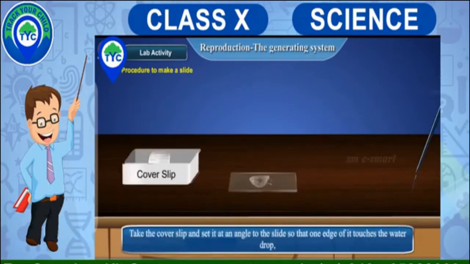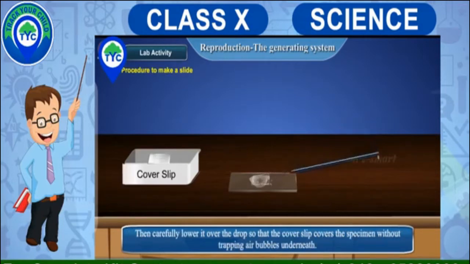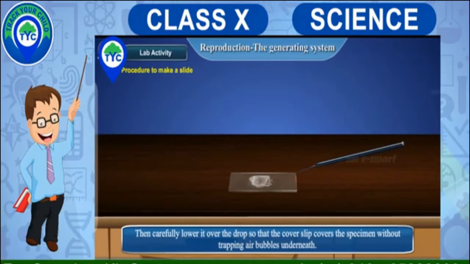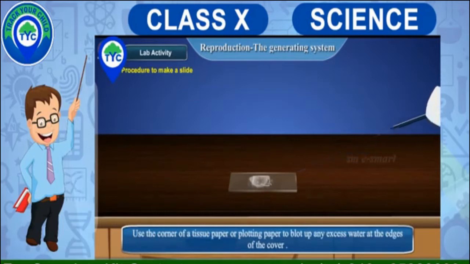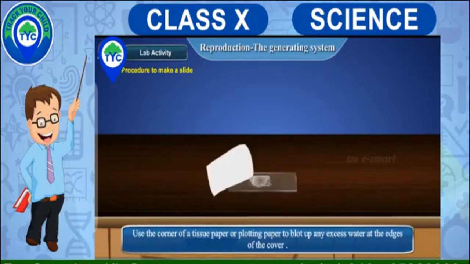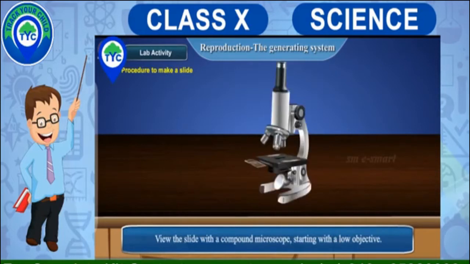Take the cover slip and set it at an angle to the slide so that one edge of it touches the water drop. Then carefully lower it over the drop so that the cover slip covers the specimen without trapping air bubbles underneath. Use the corner of a tissue paper or blotting paper to blot up any excess water at the edges of the cover. View the slide with a compound microscope, starting with a low objective.